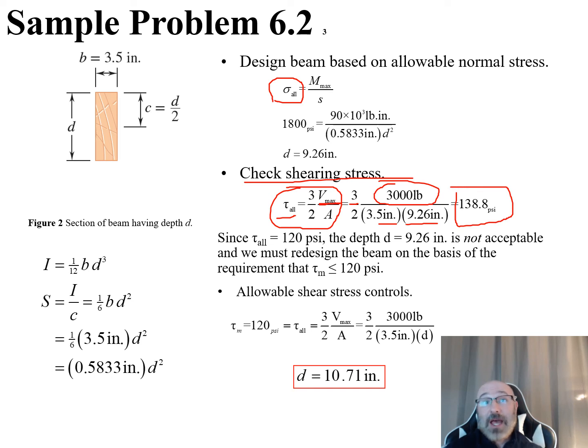which gives us a value of 138.8 psi. Now, according to our problem statement, our given specifications, our shear allowable is equal to 120 psi, so our depth of 9.26 inches is not acceptable, because this 138.8 is greater than this 120 psi. So we have to redesign the beam on the basis of the requirement that our shear is less than or equal to 120 psi.